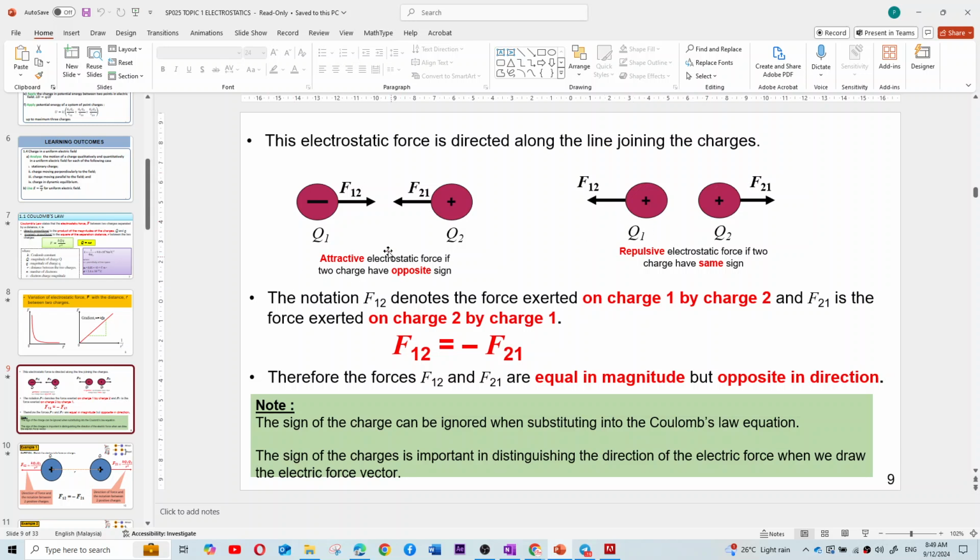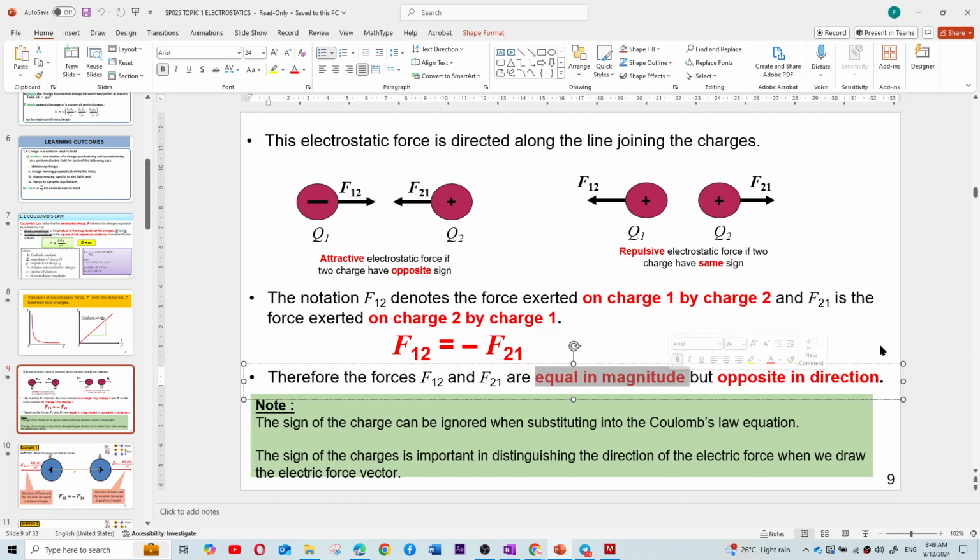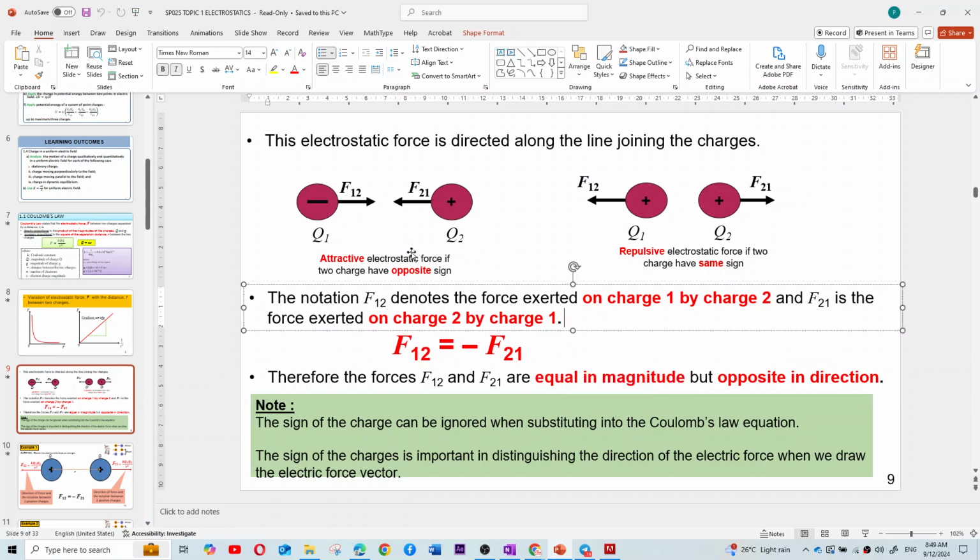And then the way we write the notation, F12 or F21. Okay, class, I want to tell you something. It is mentioned here: they are equal in magnitude but opposite in direction. So that means they follow Newton's third law, action-reaction force. Now, F12 is the force exerted on Q1 by charge 2. F12 means on Q1 due to Q2. And then F21 is on Q2. F21 means force on charge 2 by charge 1.